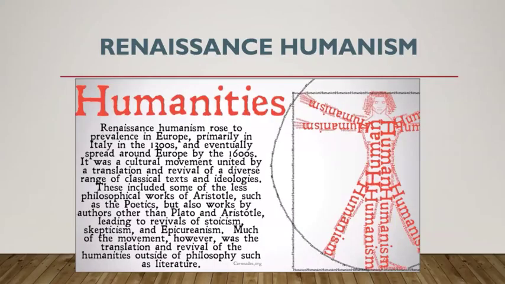Renaissance humanism rose to prevalence in Europe, primarily in Italy in the 1300s, and eventually spread around Europe by the 1600s. It was a cultural movement united by a translation and revival of the diverse range of classical texts and ideologies. These included some of the less philosophical works of Aristotle, such as the Poetics, which we're doing another series on right now, if you want to check that out, but also works by authors other than Plato and Aristotle, leading to revivals of Stoicism, skepticism, and Epicureanism. Much of the movement, however, was the translation and revival of the humanities outside of philosophy, such as literature.